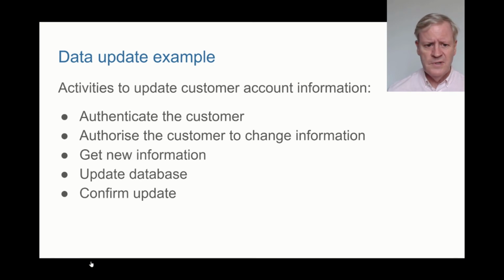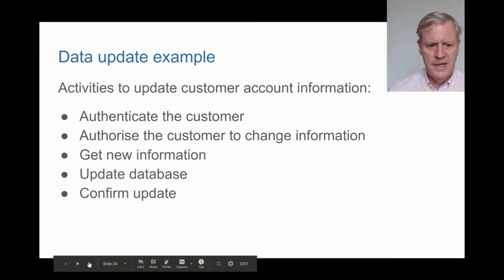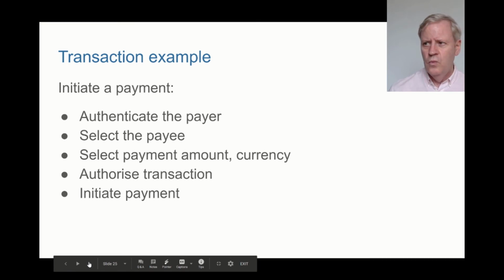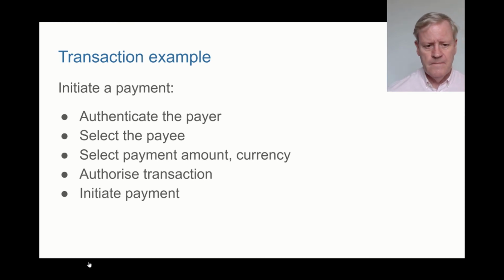Similarly, with a data update example, authenticating the customer again, providing new information, ensuring that the account system has been updated, and then a confirmation back to that. The service might also be a transaction, for example, initiating a payment. So you want to go through an authentication step. You want to select who you're going to pay, select things like the payment amount and currency, and then authorize the transaction and then initiate payment.